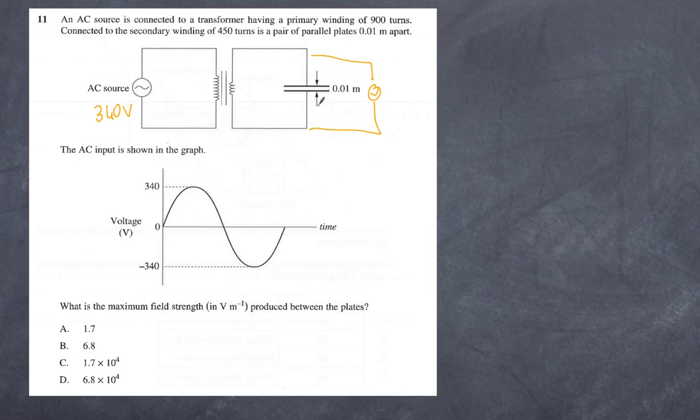Well, the voltage here is going to be a lower voltage because if you look at the number of turns, it is a step down transformer. And since it's half, we automatically know that the voltage here will be 170 volts. You now have to calculate the maximum field strength, in other words, the electric field, in this case between these two plates. And so you work out the electric field is equal to the voltage divided by the distance between the plates. So you have 170 divided by the distance, which is 0.01 meters, and as a result you get 1.7 by 10 to the power of 4, which is C.